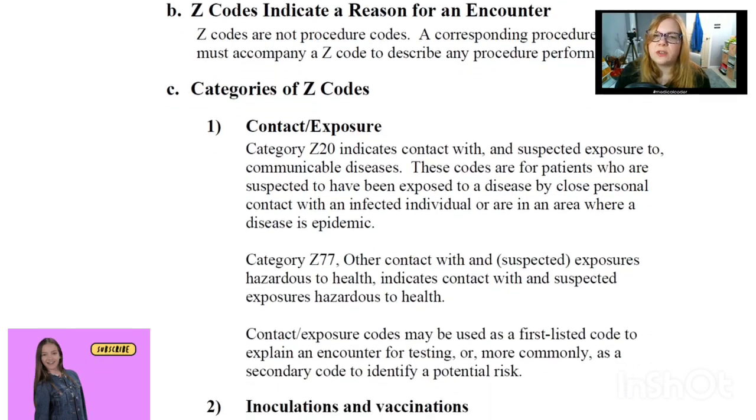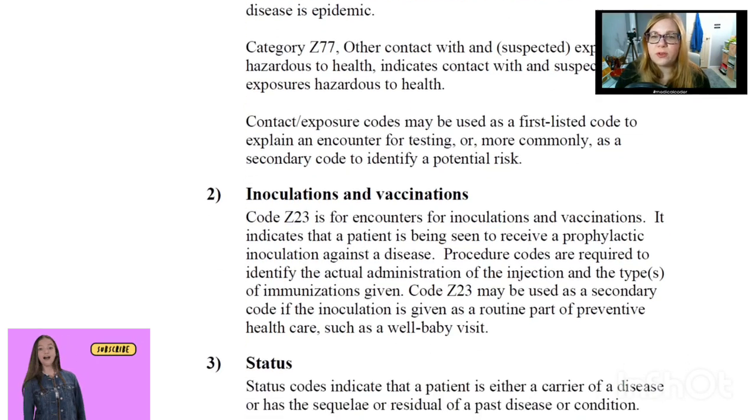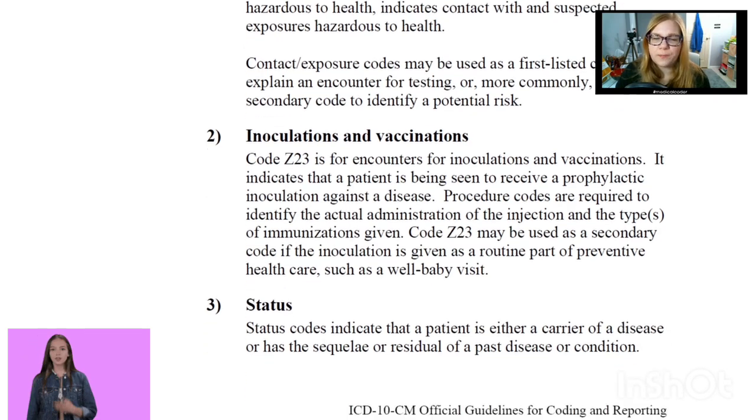So, categories of Z codes, contact or exposure. So, category Z20 indicates contact with and suspected exposure to communicable diseases. These codes are used for patients who are suspected to have been exposed to a disease by close personal contact with an infected individual or in an area where a disease is epidemic. Category Z77, other contact with and suspected exposures hazardous to health, indicates contact with and suspected exposures hazardous to health. Contact or exposure codes may be used as a first listed code to explain an encounter for testing or, more commonly, as a secondary code to identify a potential risk.